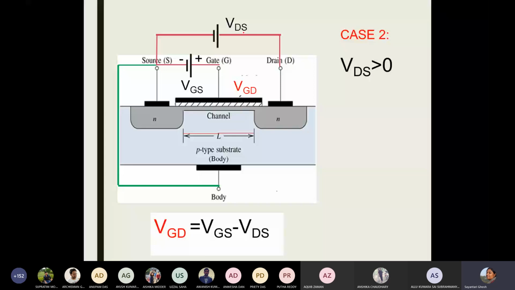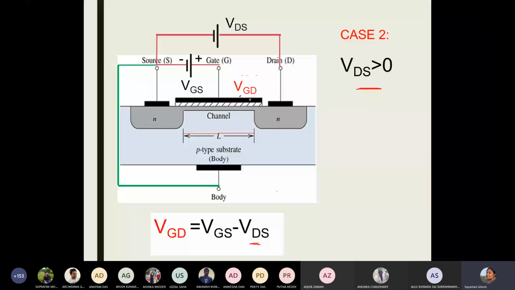But at the same time, something else is also going to happen. Now VGD is no more equal to VGS, because you have some positive value sitting here. VDS is greater than 0, say VDS is equal to 2 or 3. So that value comes and sits here, and that means VGS, whatever the value that you have applied from this battery, gets reduced. And the other half of the channel is not getting an equal amount of biasing. That is the key point to understand here.